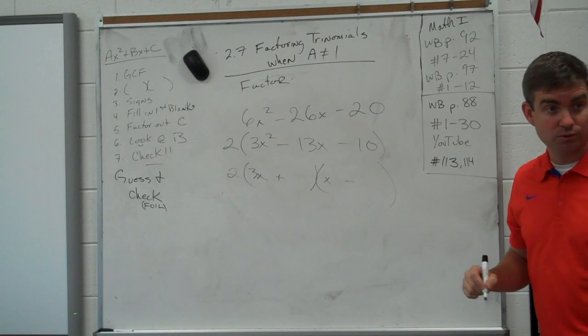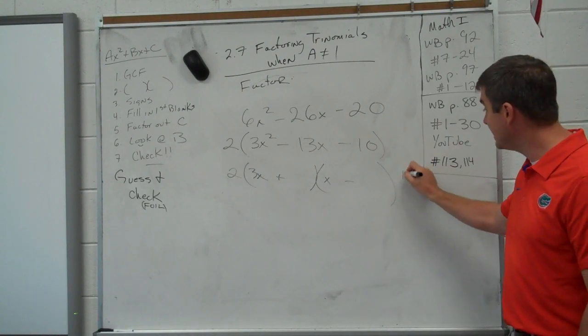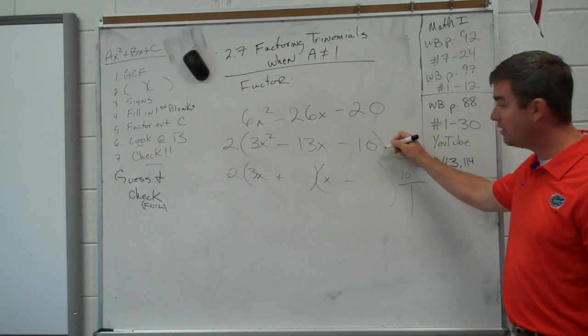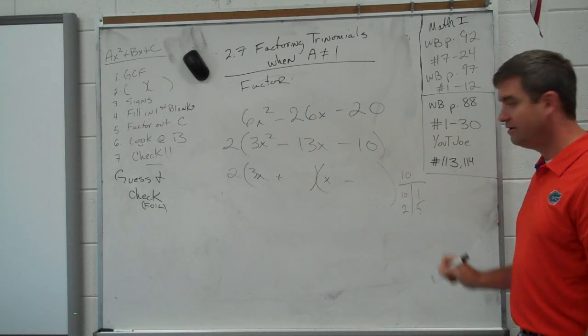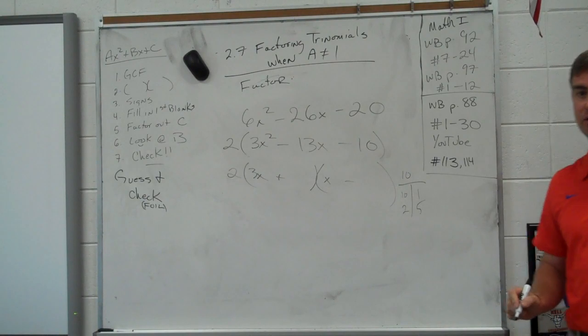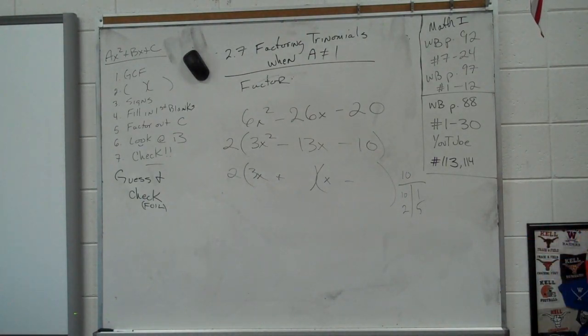Factor out C. In this case, what is C? 10, not 20 anymore. All right, it's now 10. So I've got 10 and 1 and what? 5 and 2, or 2 and 5. What number are we trying to get to in the middle? 13. We've got a 3, and so we're going to have to figure it out.